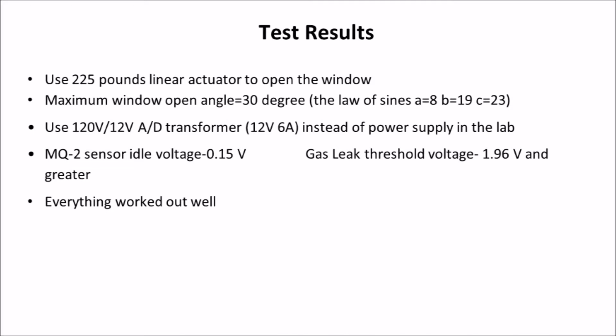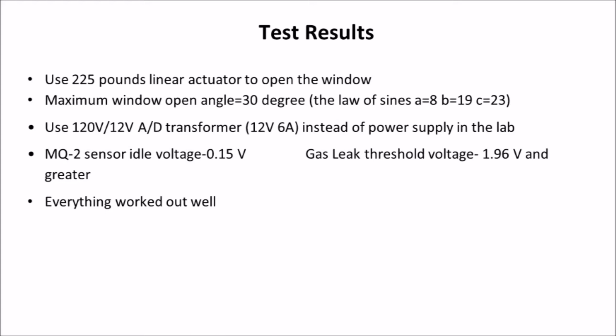Test results. Since 8 pounds of force is required to push the window open, we chose an electrical linear actuator that has a maximum force of up to 225 pounds. When the stroke on the linear actuator reaches its maximum length of 4 inches, we remeasured the window open angle. The result was 30 degrees, which was similar to our estimate.